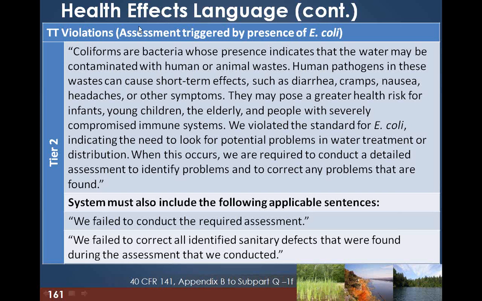This is the required information, the required language that must be included per the revised total coliform rule on your Tier 2 public notification. In addition to this paragraph at the top, you would need to include one or both of these statements if they are applicable. So that either that you failed to conduct the required assessment or you failed to correct the sanitary defects that were found. So one or both of those may be required depending on your case, and you'd work that out with the state.